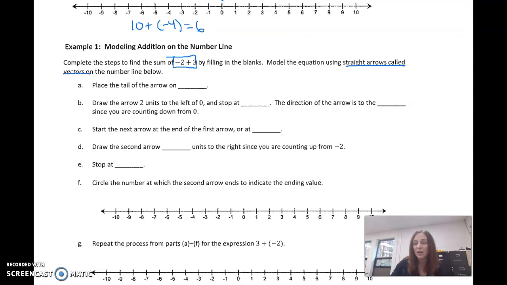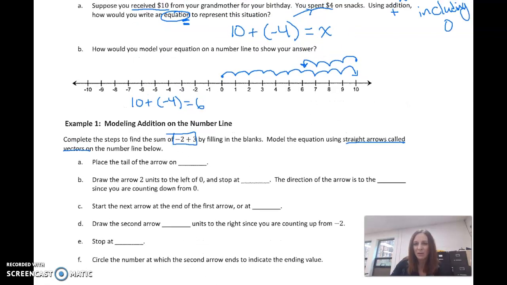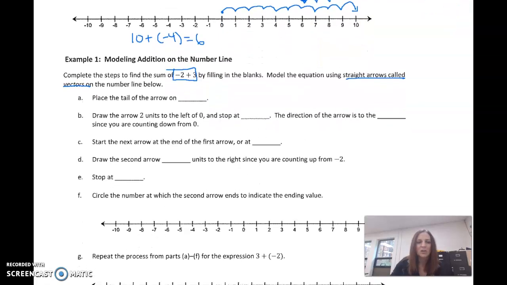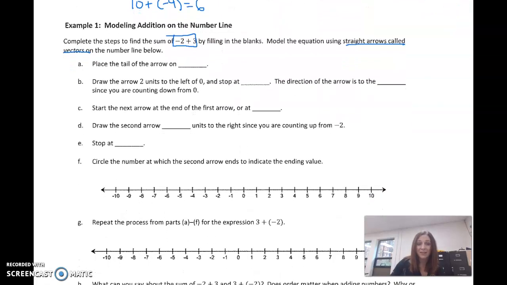And that's what I was just saying. We've been using this bump method, counting method, and we need to use a straight line. And I'll show you that. So remember, we're doing negative 2 plus 3 here. We start by placing the tail of the arrow on our first number. So in this case, on the negative 2.